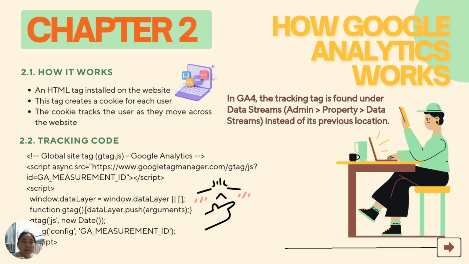First, how it works: an HTML tag is installed on the website, and this tag creates a cookie for each user, and the cookie will track the user as they move across the website. And these are the tracking codes that I also show on the screen. In Google Analytics 4, the tracking tag is found under the data streams: you go to admin, property, and data streams, instead of its previous location.